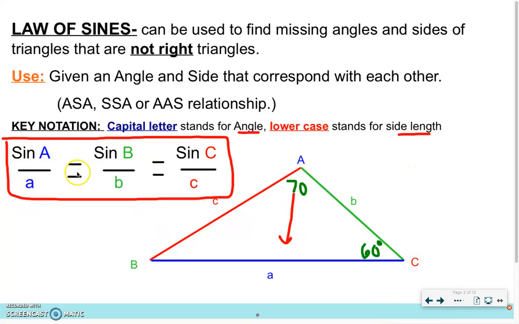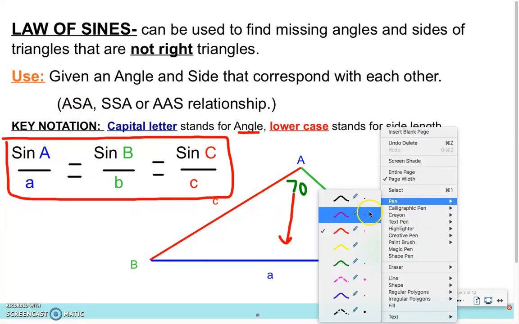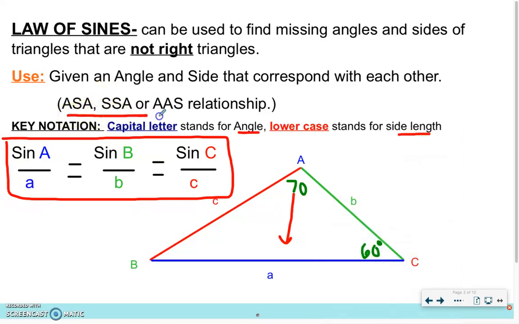The key formula you're going to want to have written down somewhere in your paper is the law of sines formula, as well as the three relationships for when it is the best method to use. We'll talk later about what happens if we don't have those relationships. The key thing is I want to know how you guys derive this. How did this formula of the law of sines get derived?